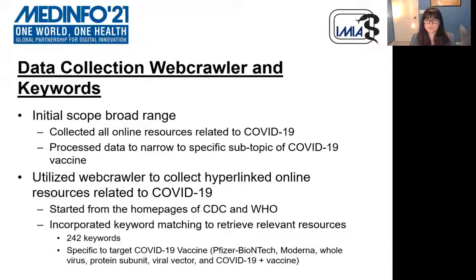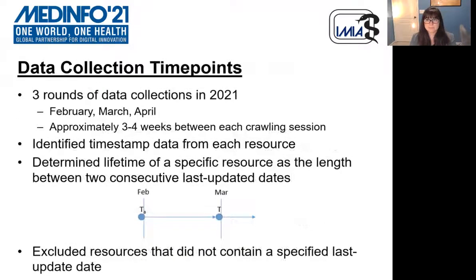However, in order to focus on resources related to COVID-19 vaccine, our subnetwork contains only resources containing one of the specified keywords listed here. This process led to an induced subnetwork of COVID-19 vaccine, which is the focus of this study. We collected data at 3 separate time points. We started the web crawler in February, again in March, and for the 3rd time in April of 2021. Each of these data collections were approximately 3 to 4 weeks apart.